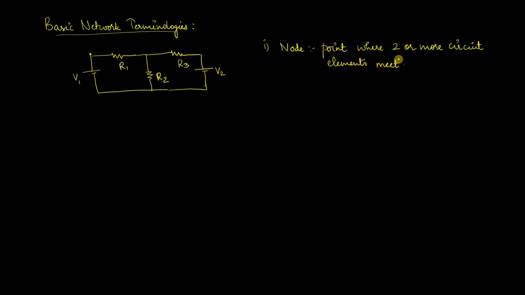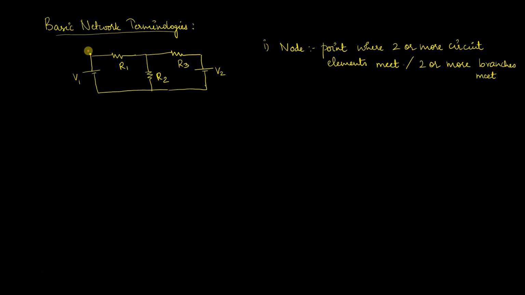We can also tell it in terms of branches as where two or more branches meet. So here R1, R2 and R3 meet at one particular point, that becomes a node. When it comes to branches, I will give you the definition of the branches later, and then it will be much clearer as to what I am discussing here when I say two or more branches meet.